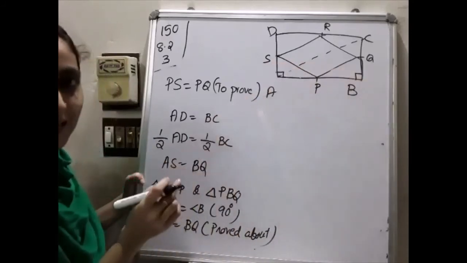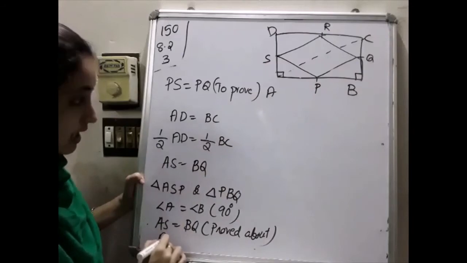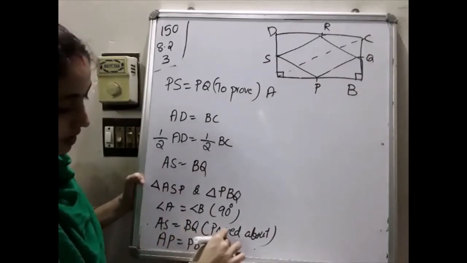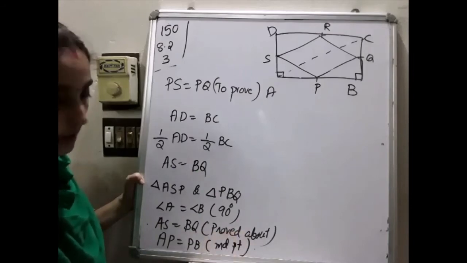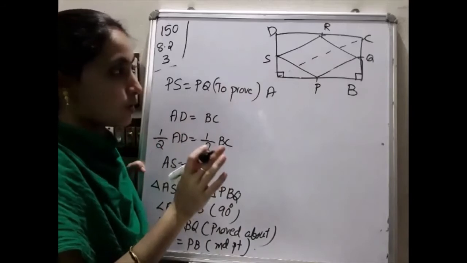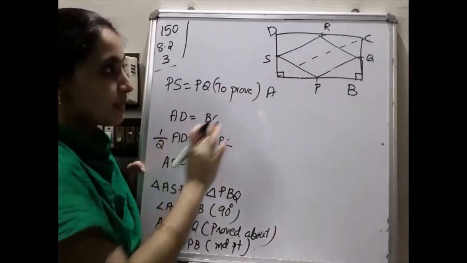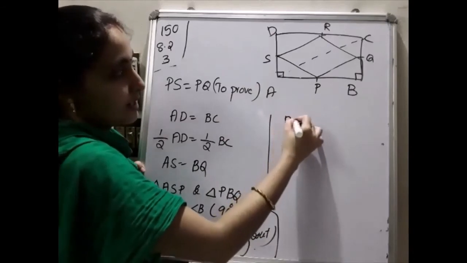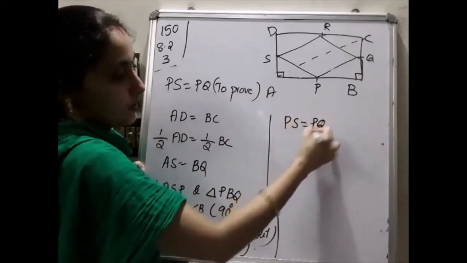And we already know P is the midpoint of AB. So we can write AP is equal to PB, midpoint. So we can say that these two triangles are congruent. So by corresponding parts are also equal. So what we can write? We can write PS is equal to PQ.